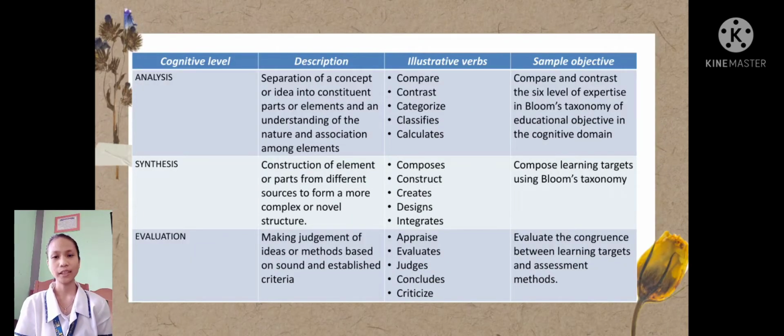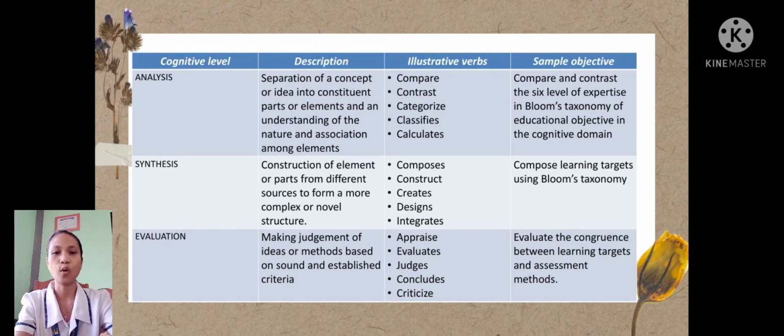The fourth cognitive level is analysis. It is the separation of a concept or idea into constituent parts or elements and an understanding of the nature and association of the elements. The illustrative verbs that can be used under the cognitive level analysis are compare, contrast, categorize, classify, and calculate. An example is: compare and contrast the 6 levels of expertise in Bloom's taxonomy of educational objectives under the cognitive domain.